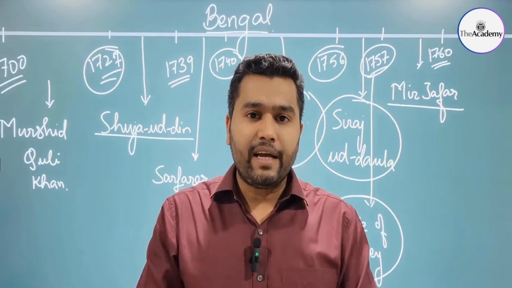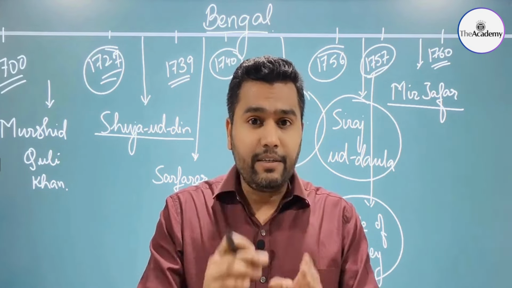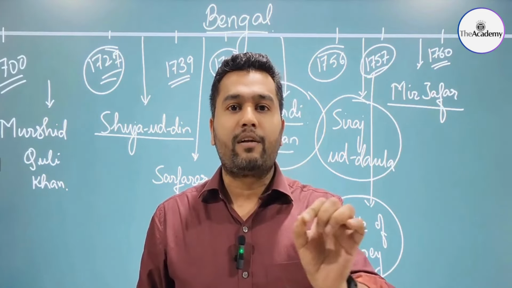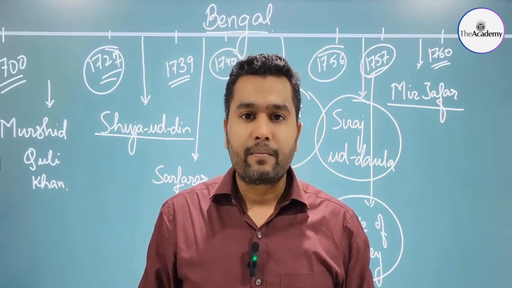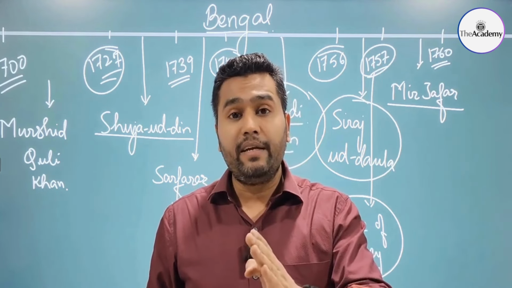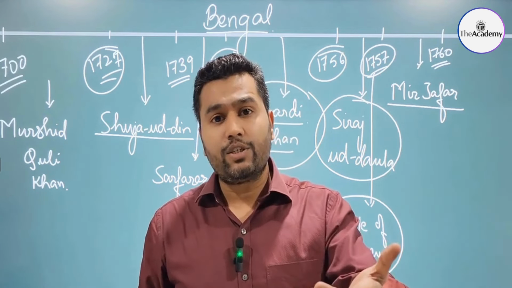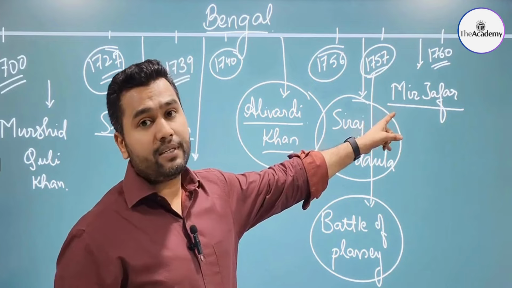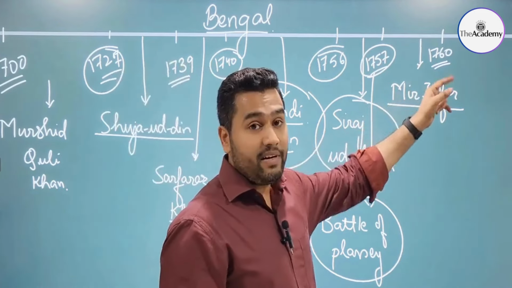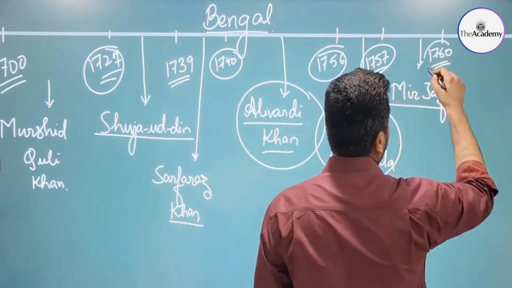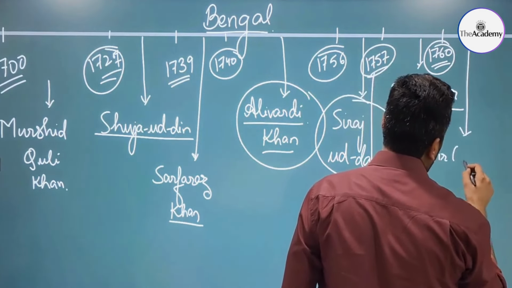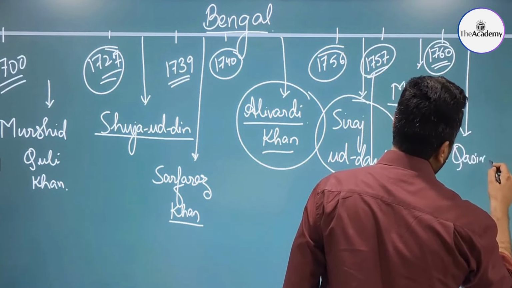In 1759, Mir Jafar tried to get the help of the Dutch. However, the British were smart enough to get rid of the Dutch. So in 1759, after getting rid of the Dutch, the British understood that Mir Jafar cannot be trusted. And therefore in 1760, they got rid of Mir Jafar and made Mir Qasim, his son-in-law, the next Nawab.